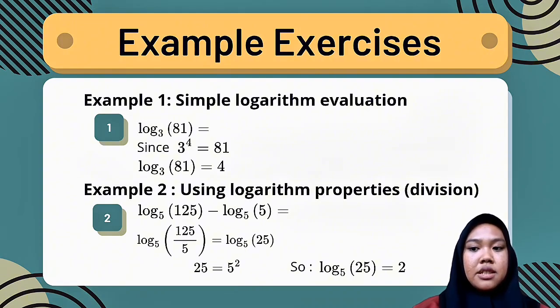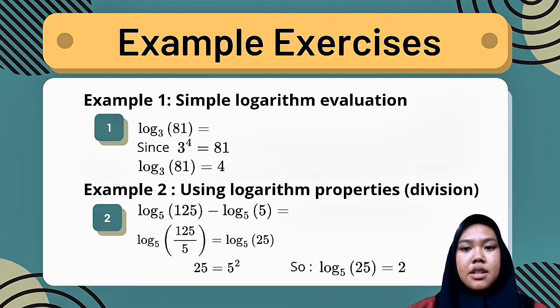For logarithms, we'll go through several types, from simple to intermediate level. Example 1: log base 3 of 81 equals what? We look for the exponent that makes 3 become 81. Since 3 to the power of 4 equals 81, the answer is 4.